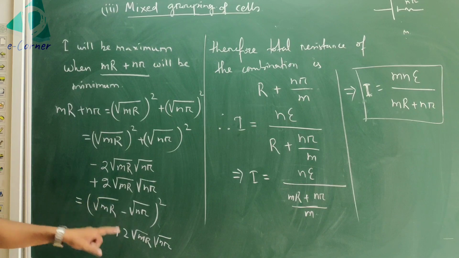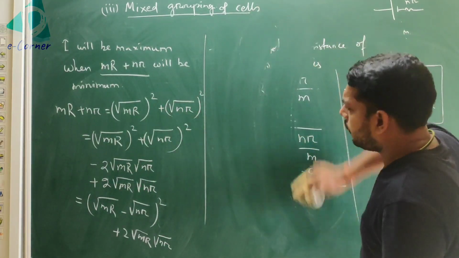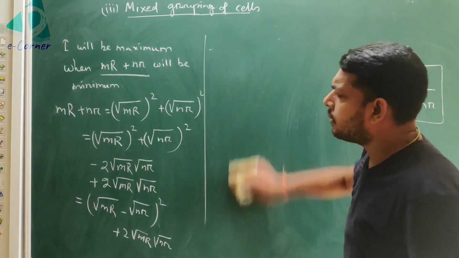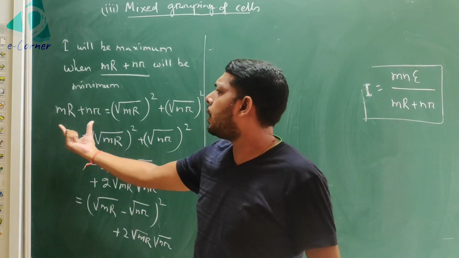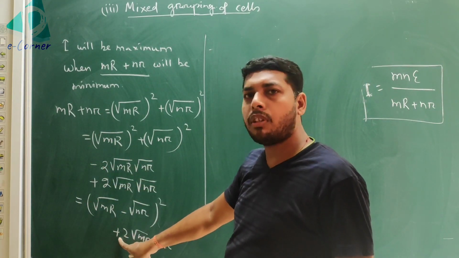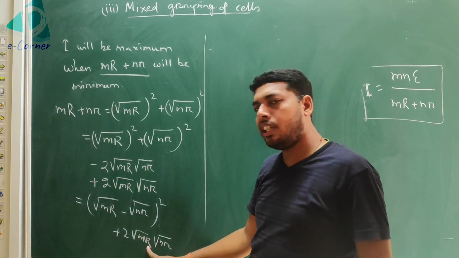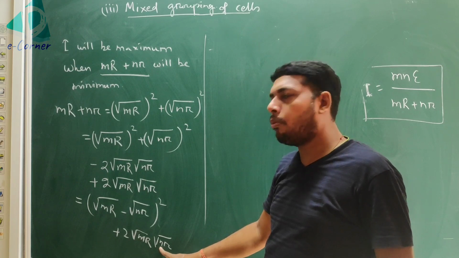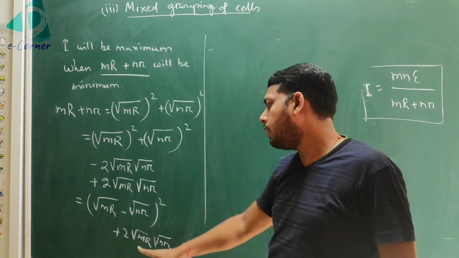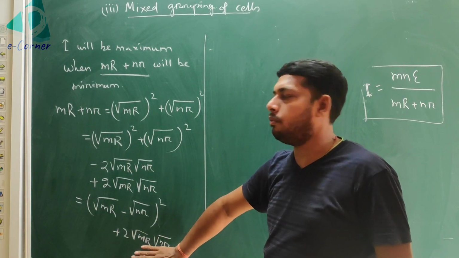Okay, I have written. Now you will see that this whole term MR plus NR will be minimum when this is the positive one. All things are positive. M is positive here. Capital R is positive. Similarly, small m is also positive constant. Small r is also positive. 2 is also positive. So this term will always be a positive one.